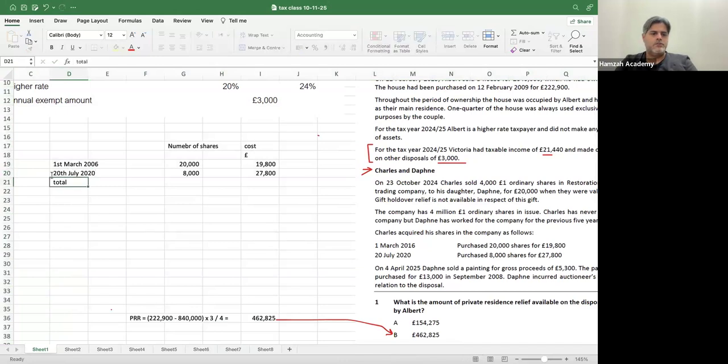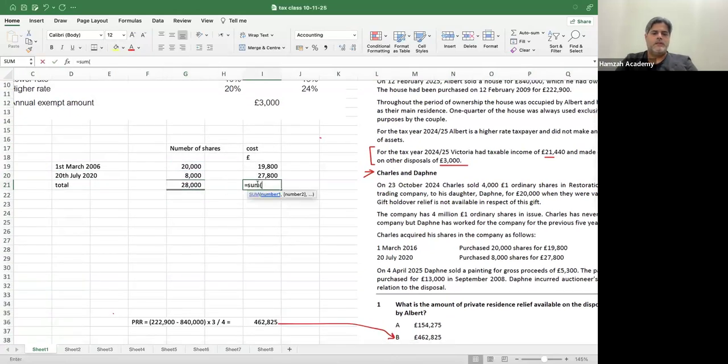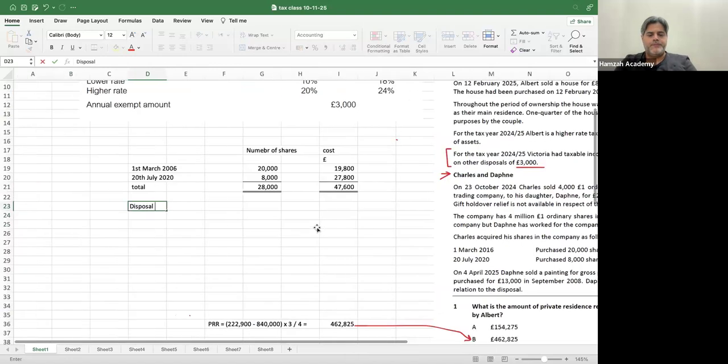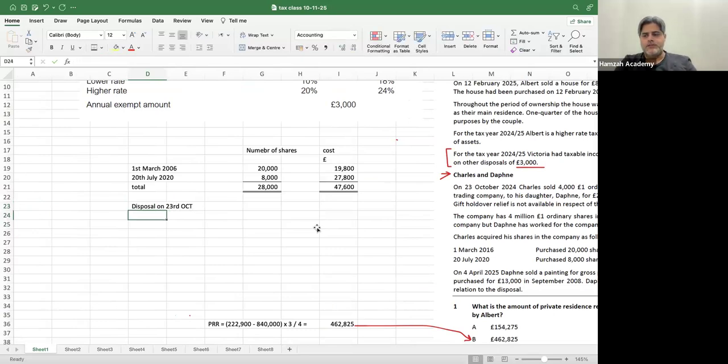On 20th July 2020, he purchased the remaining shares, and the total amount is going to be 28,000 here, and then the total amount is going to be 47,600 here, right? Now, as far as the disposal is concerned, he made the disposal on 23rd October, and on 23rd October he sold his 4,000 shares.